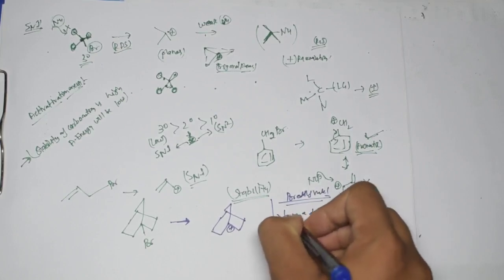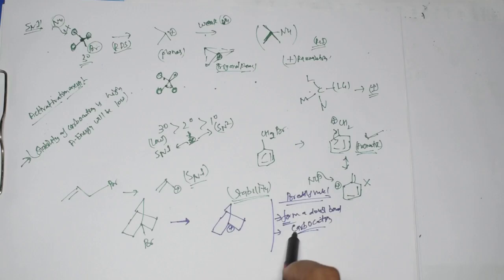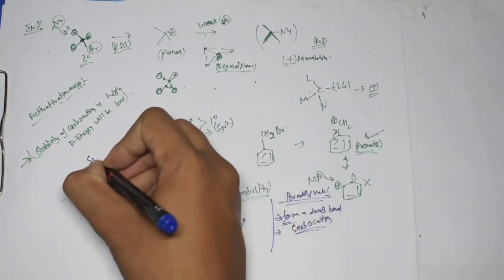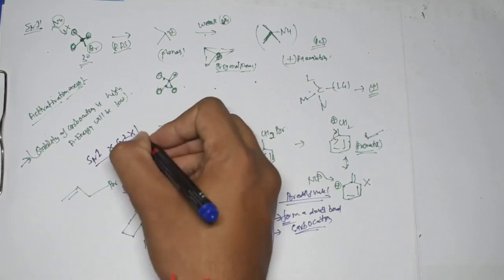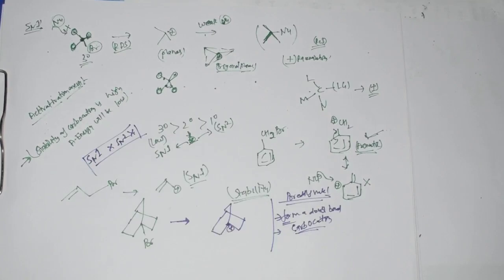It is not possible to form a double bond or a carbocation at the bridgehead carbon. Here, this carbon is the bridgehead carbon, so it is not possible to have a positive charge over here. So this will go with neither an SN1 reaction nor an SN2 reaction. It may definitely go with another kind of reaction, maybe a radical reaction. So it is not possible to go with SN1 or SN2 over here.